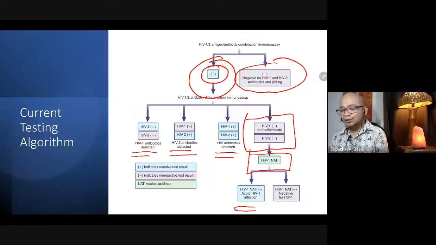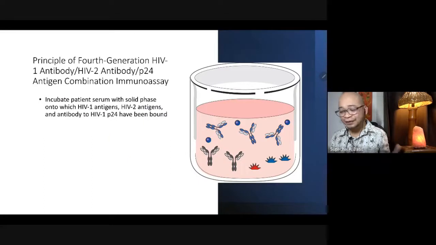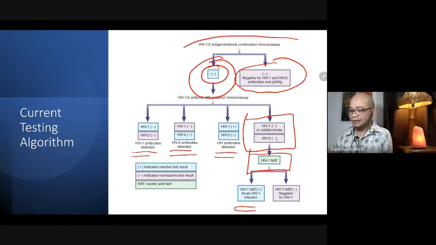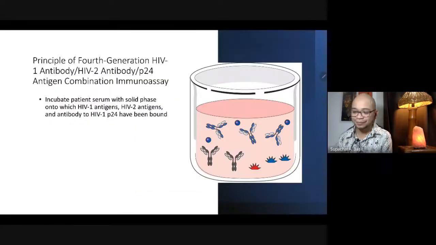So how do we confirm the presence of HIV antibodies? We are now using the fourth generation ELISA, which could detect HIV-1 antibody, HIV-2 antibody, and P24 antigen in a combination immunoassay. This one, okay? The combination immunoassay. This is now the current testing algorithm. So what is the specimen? The specimen is patient serum.